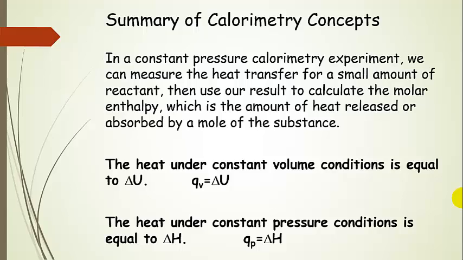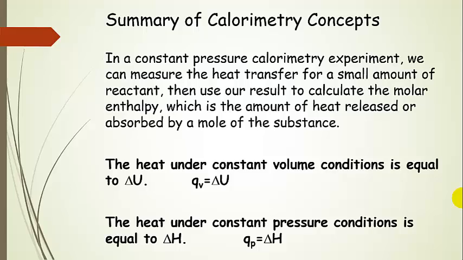In a constant pressure calorimetry experiment, we can measure the heat transfer for a small amount of reactant and then use our result to calculate the molar enthalpy, which is the amount of heat released or absorbed by a mole of the substance. That's what we did in our final example in the coffee cup calorimeter. We measured the heat released by dissolving 4.95 grams of potassium hydroxide into water, and then we used the amount of heat that we calculated as a conversion factor to figure out how much heat would be released by dissolving a whole mole of the substance.